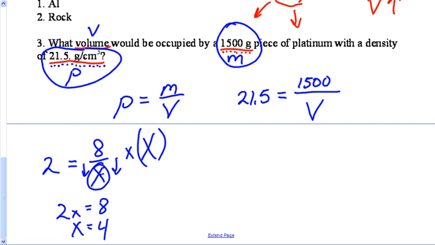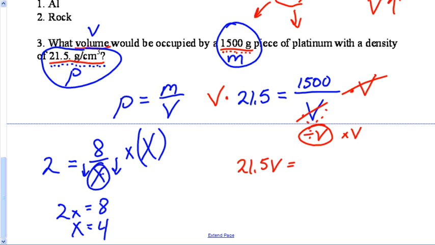So now we're going to do the same thing math-wise here. What's going on here is we're dividing by this v. If I want to find what v is, it can't stay there. So the opposite of dividing by v would be to multiply both sides by v. So I'm going to multiply that side by v, and I'm going to multiply this side by v. Well, my v's cancel, and I end up with 21.5 v equals 1,500. Now, to get rid of the 21.5, I divide both sides by 21.5.